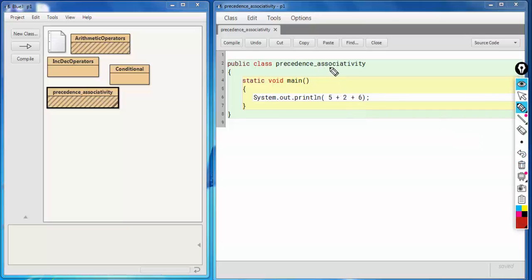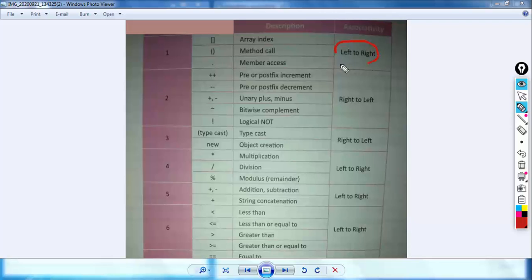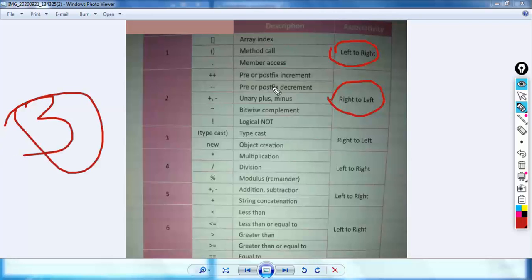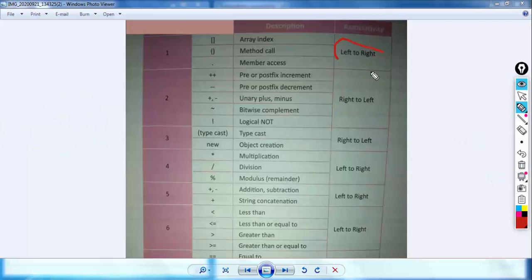Okay, earlier we were looking at precedence, this time we are looking at associativity. Okay, so if two operands have the same precedence, then which operator gets executed first will be decided by the associativity rule. Okay, and associativity rule is of two types. Okay, one is left to right and the second one is right to left. That's it. There is no third rule. Only two rules are there for associativity. One is left to right and the second one is right to left.